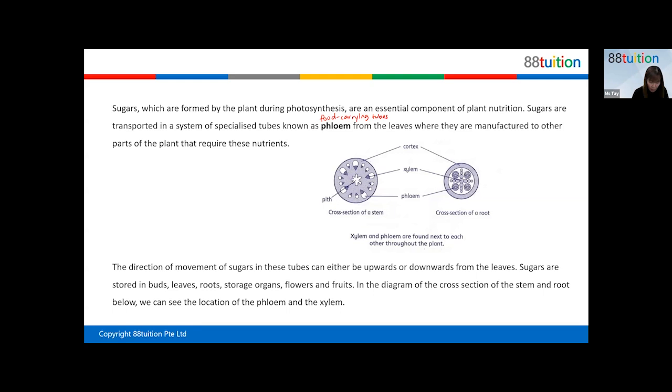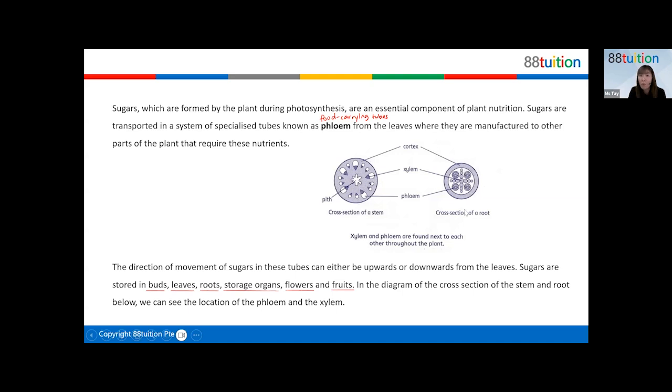Now, know that the sugar that is being made by the leaves can be transported upwards or downwards from the leaves. So this food, the sugar that is being made, will go into the different parts of the plant. Basically every part of the plant. All right, so it goes to the buds, the leaves, the roots, storage organs, flowers, and fruits.